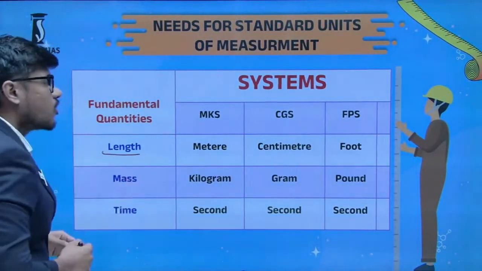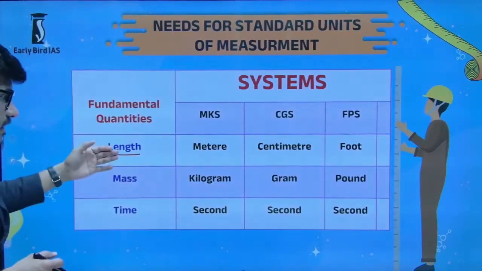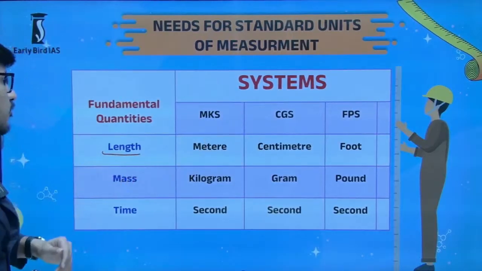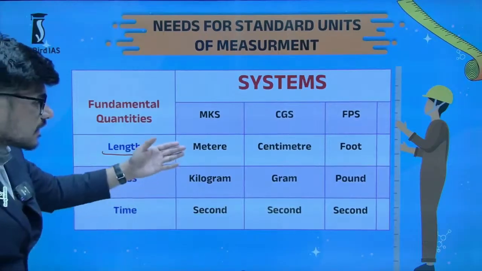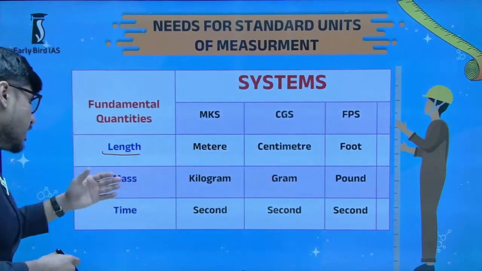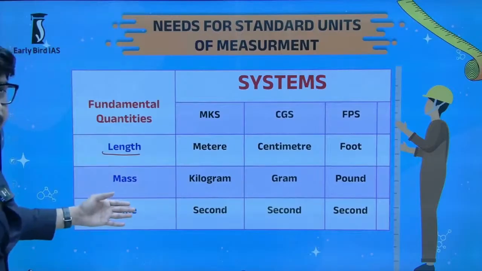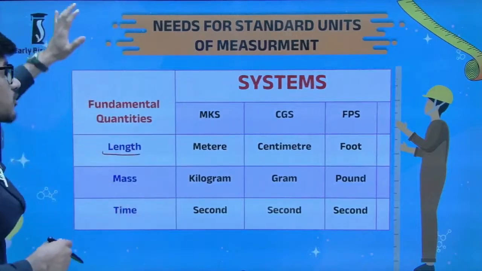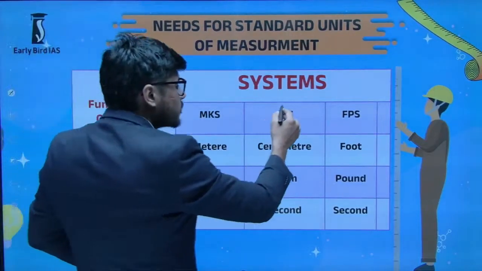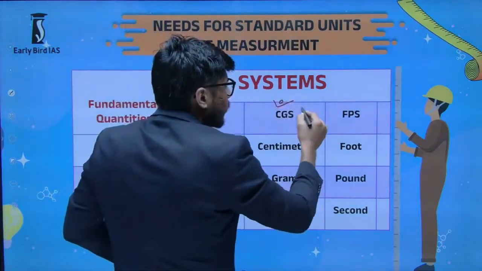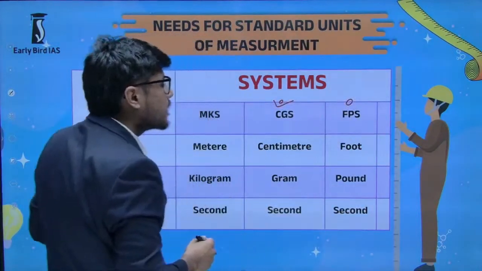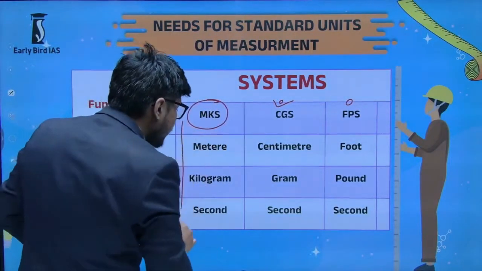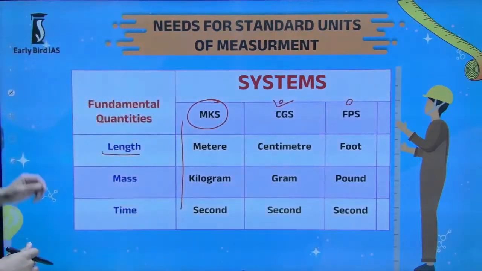For example, if we need to calculate a length, there is a meter, a centimeter, a foot. If we need to calculate a mass, then there is a kilogram, a gram, a pound. If we need to measure time, there is a second, in MKS, CGS, FPS. So these are the systems. Earlier, in medieval and early modern times, the FPS and CGS systems were used. But right now, I think in the whole world we use the MKS system of measurement.